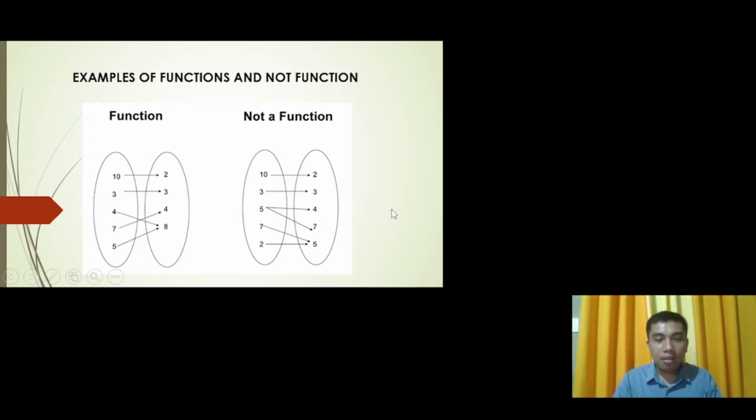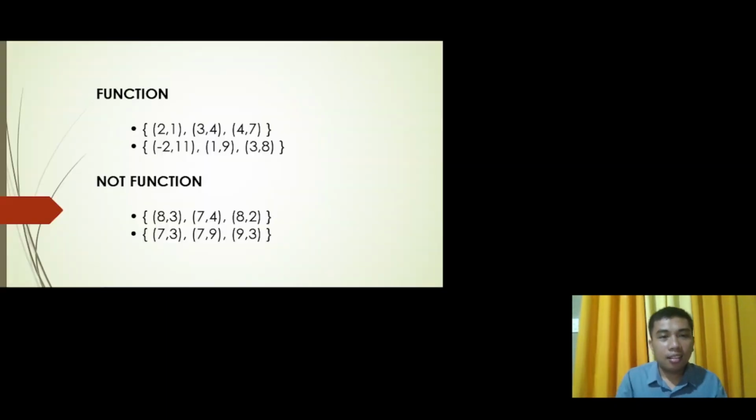So that's the most important thing to remember in identifying functions and not function. It should be that the value of x must not be repeated. Okay, hope that is clear to everyone. So let's now proceed. We have here another example, class.